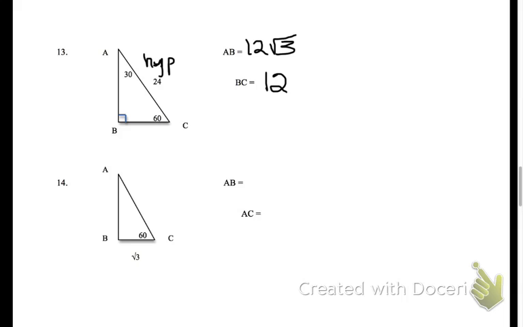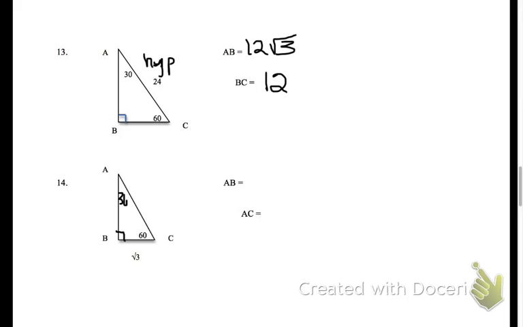Now in number 14, the diagram doesn't indicate that this is a 30, 60, 90 right triangle. All we know is that this angle is 60 degrees. So technically speaking, we wouldn't be able to conclude what the side lengths A, B, and C are just from what we know in just this diagram. But let's draw in the notation that this is a right triangle.